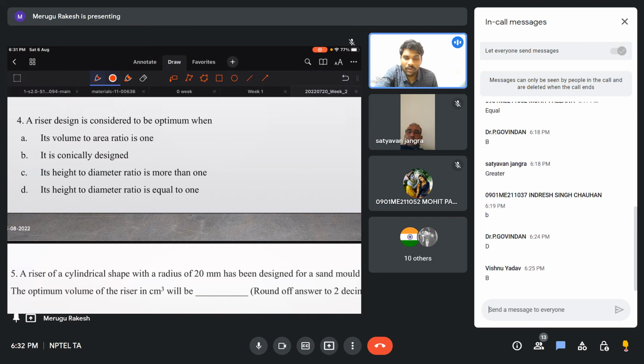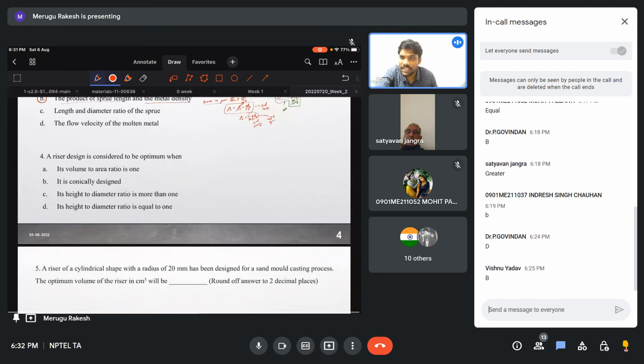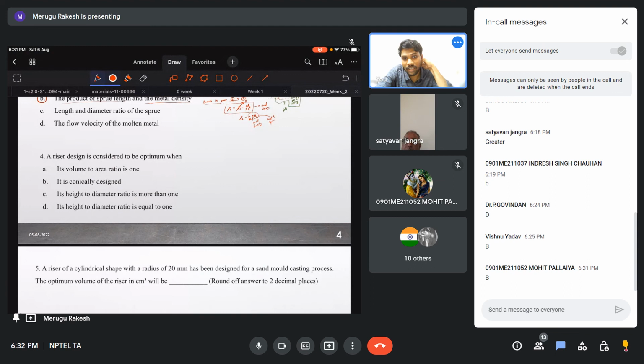I would like you guys to answer this question. Please answer question number 4. It tests your knowledge on riser design for an optimum value. So I am getting answer B, 1. It's conically designed.